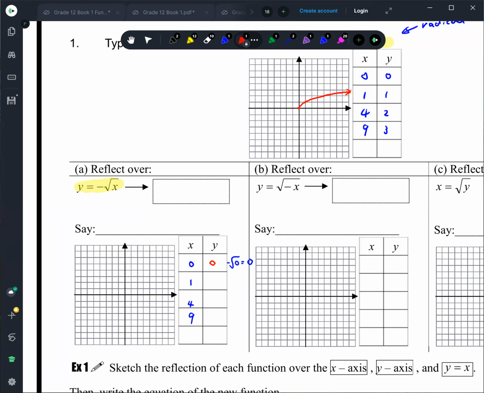Okay, what will be the second point? Claire? 1. 1. Why is it 1? Because 1. Oh wait.